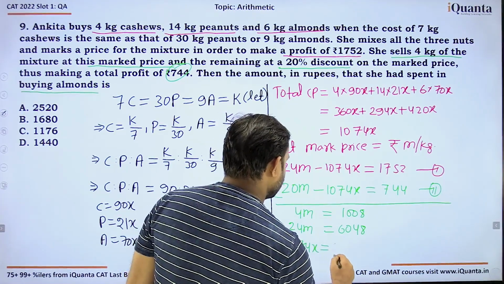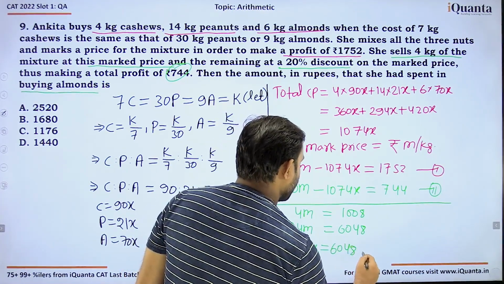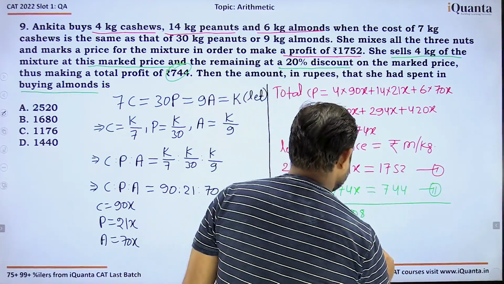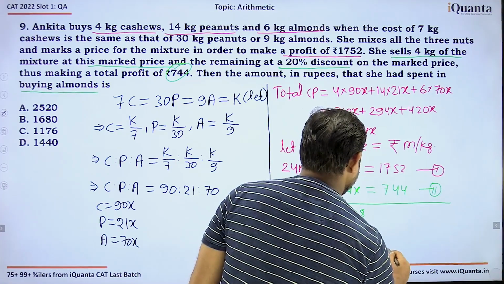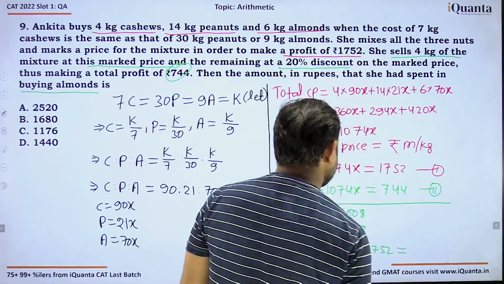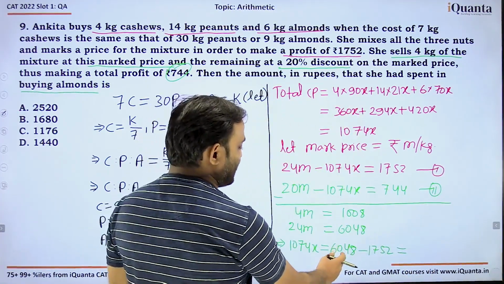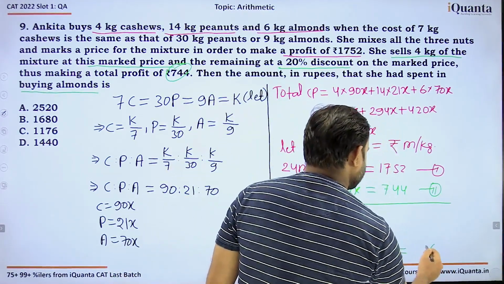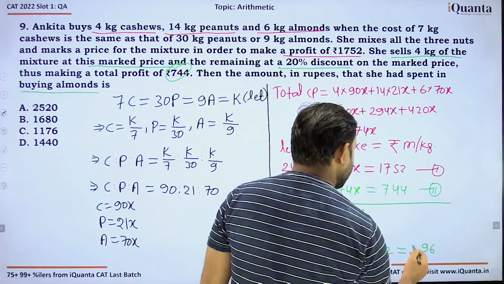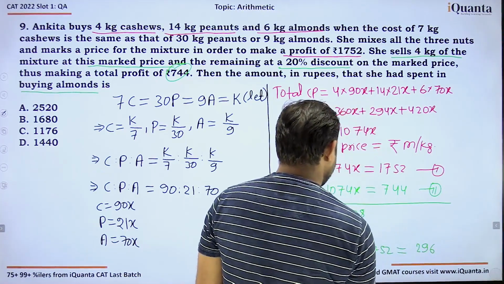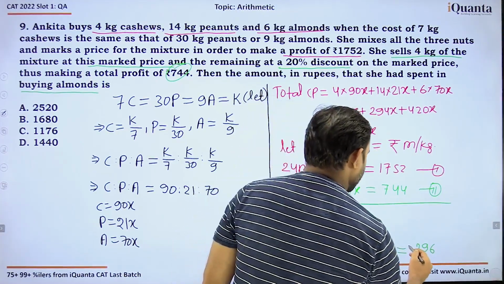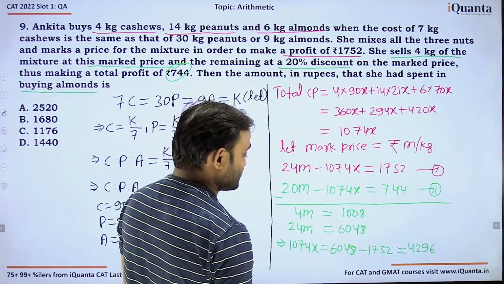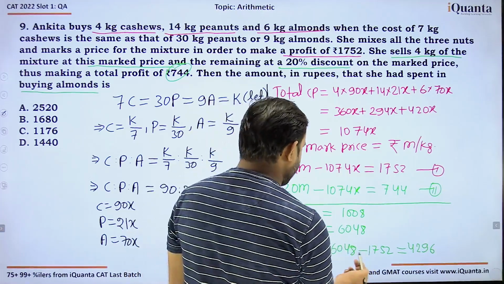1074x is equal to 6048 minus 1752, which is equal to 4296. Now, if you check this, this is completely divisible by 4.